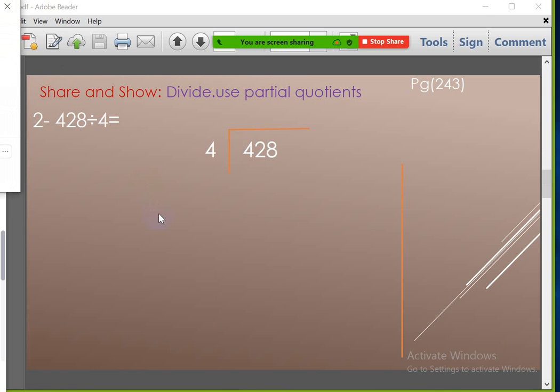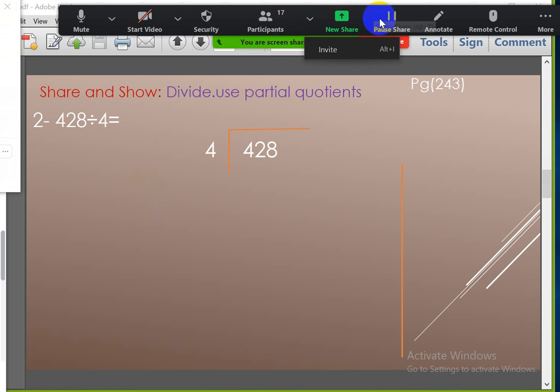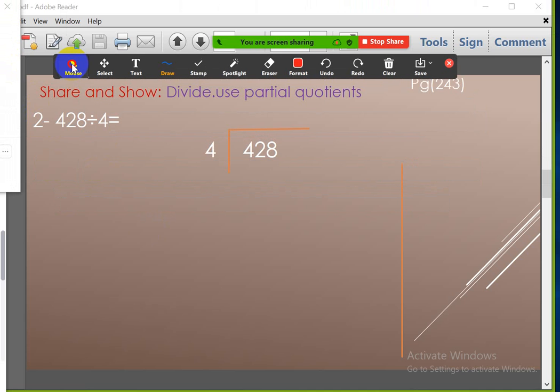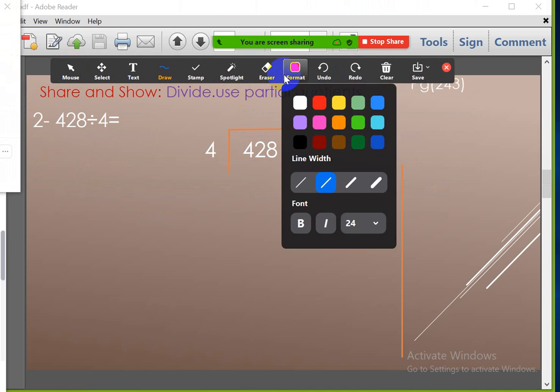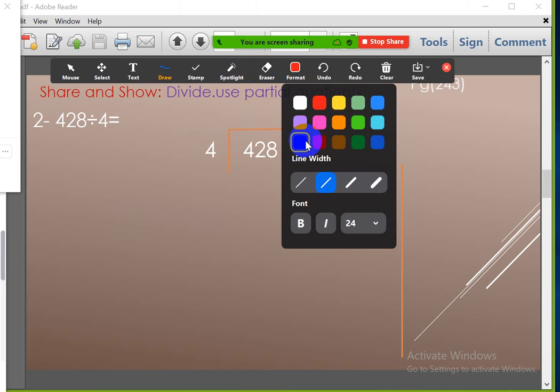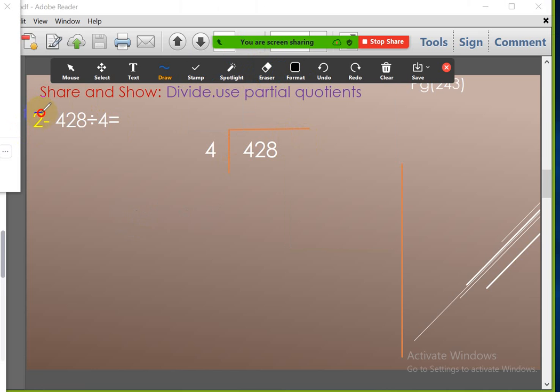So let's do number 3 now. I want to find the quotient by using partial quotient. Let's start, please. Open your books on page 243 to continue. I want to divide 428 by 4.